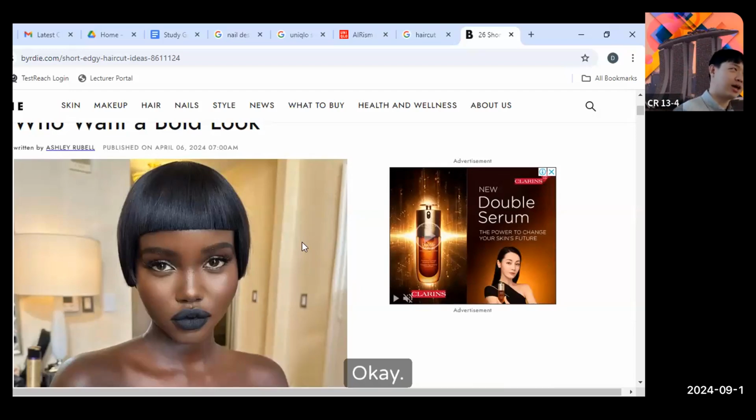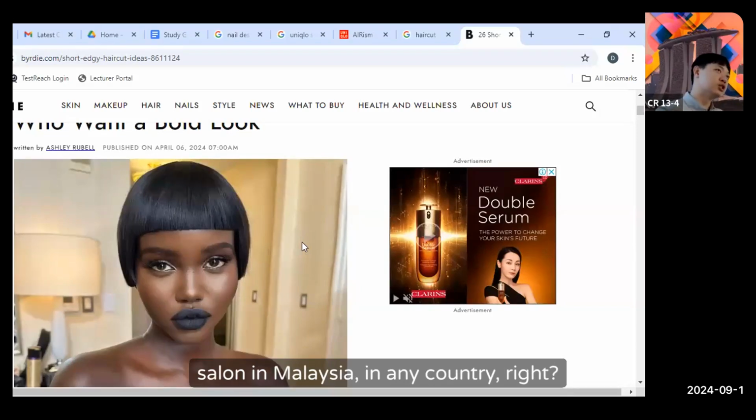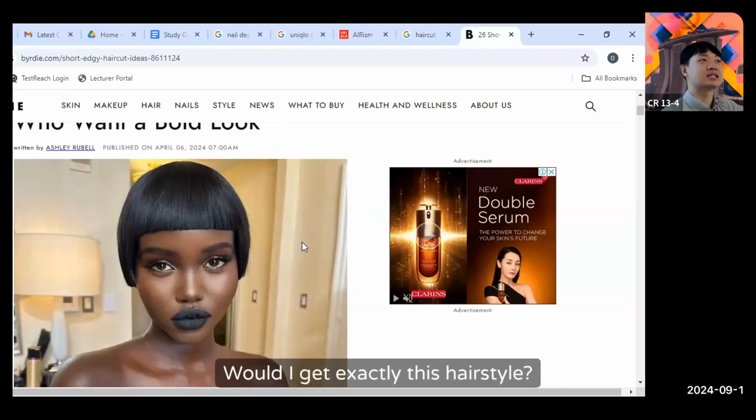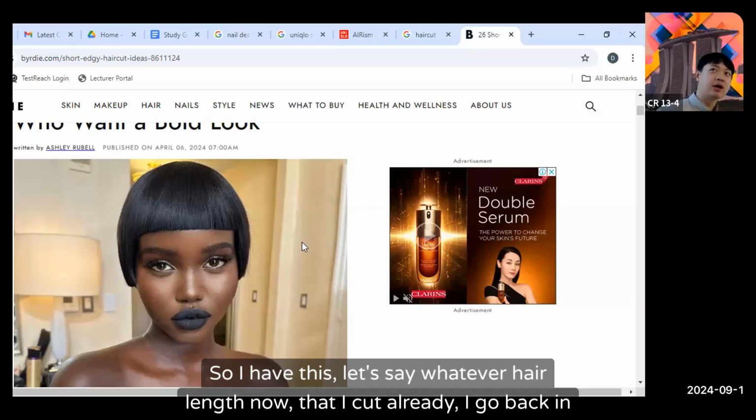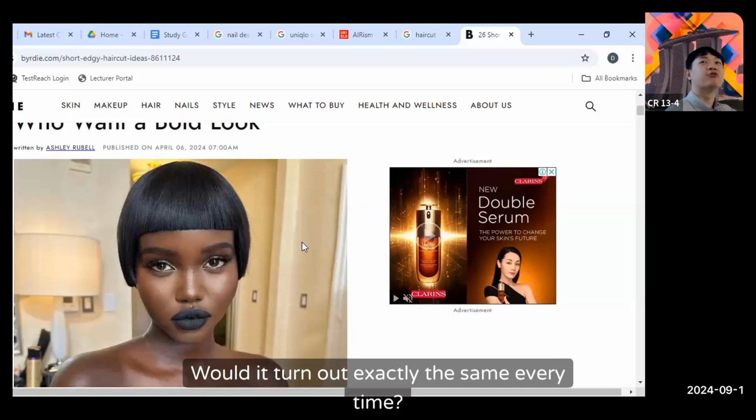Exactly the same? So if I go to, let's say, this salon in Orchard versus this salon at Jurong, this salon in Malaysia, in any country, would I get exactly this hairstyle? Assuming I can go back in time. So I have this whatever hair length now, then I cut already, I go back in time, I recut. Then I go back in time again, I recut. Let's say I can keep doing that. Would it turn out exactly the same every time?